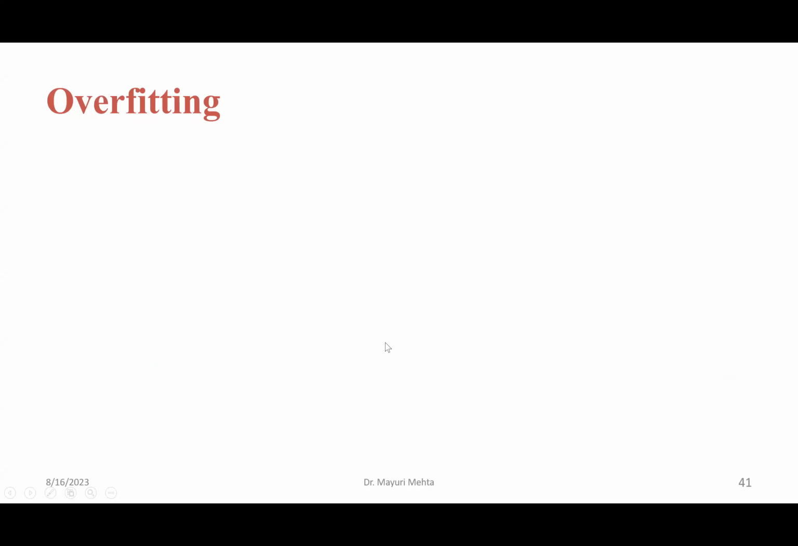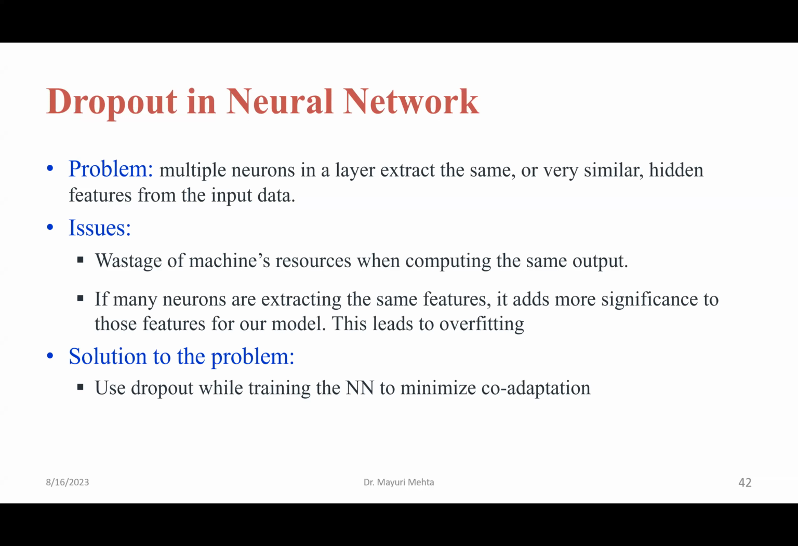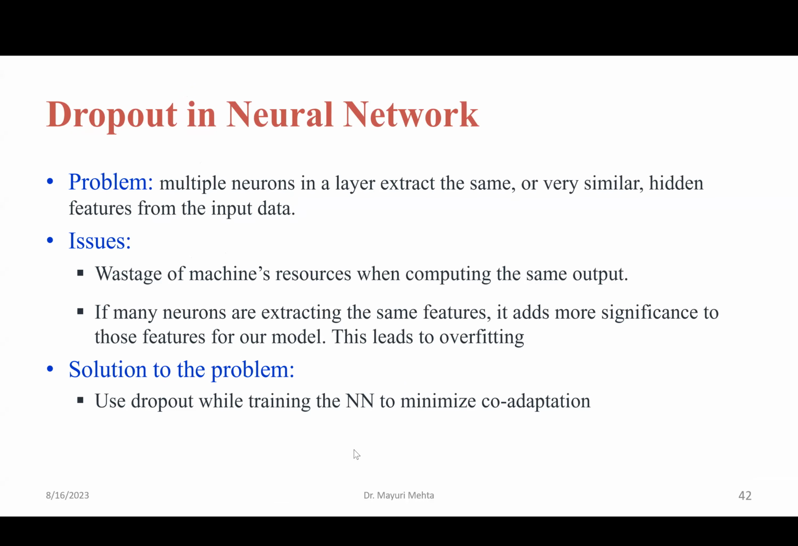So that is about overfitting and underfitting, these two concepts related to machine learning models and also neural network models. I told you that the dropout concept is used to overcome overfitting, specifically in neural networks. So let us discuss what dropout is. Here you can see the problem which occurs when we train our machine learning model.